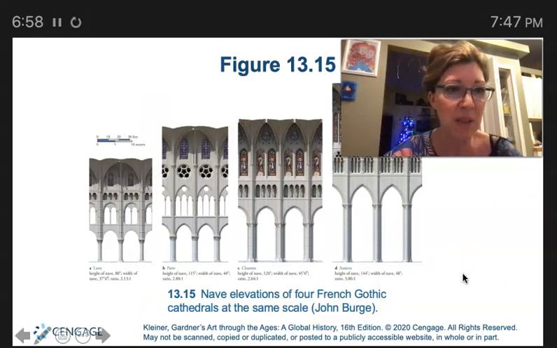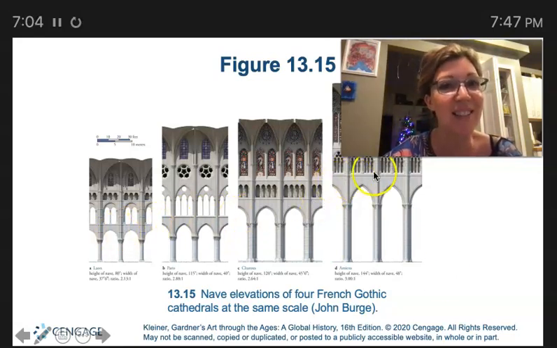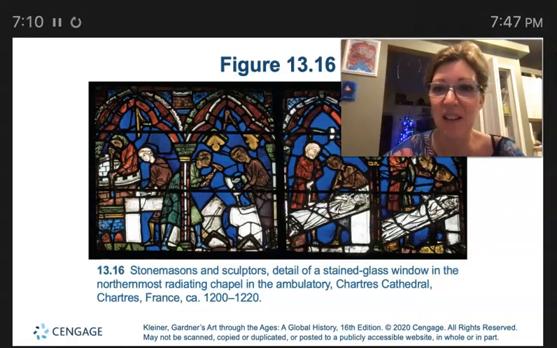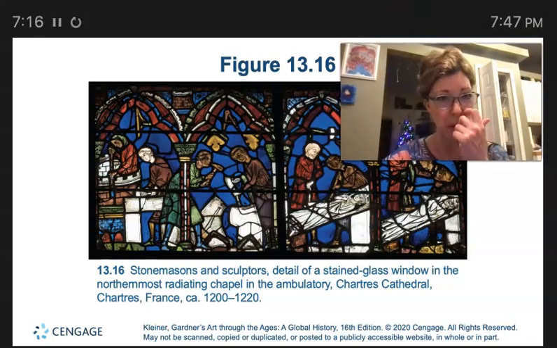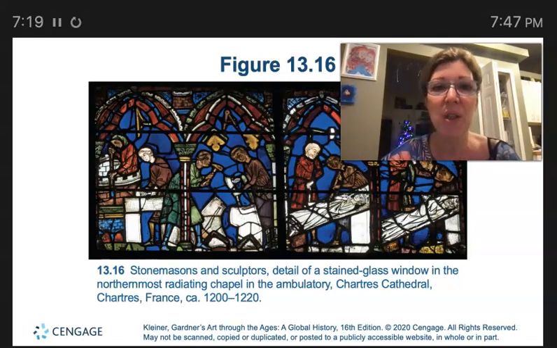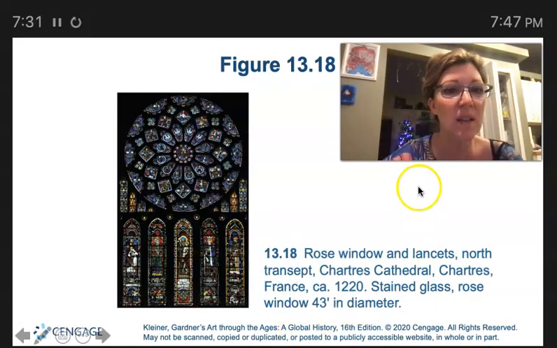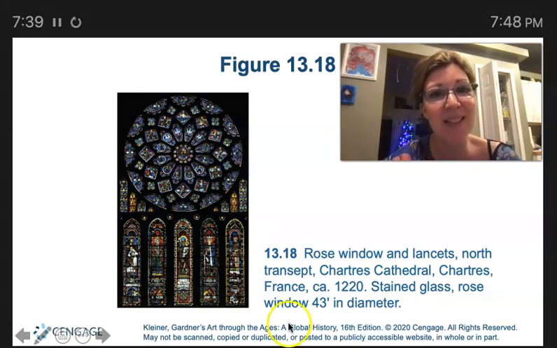Okay, so here we have some nave elevations of four French Gothic cathedrals and how they get higher and higher and higher. Here we have a detail of a stained glass window. A craftsperson who cuts and shapes pieces of glass is called a glazier. And another beautiful stained glass work. And here's a rose window. The round center image of a rose window is referred to as a roundel. Makes sense.